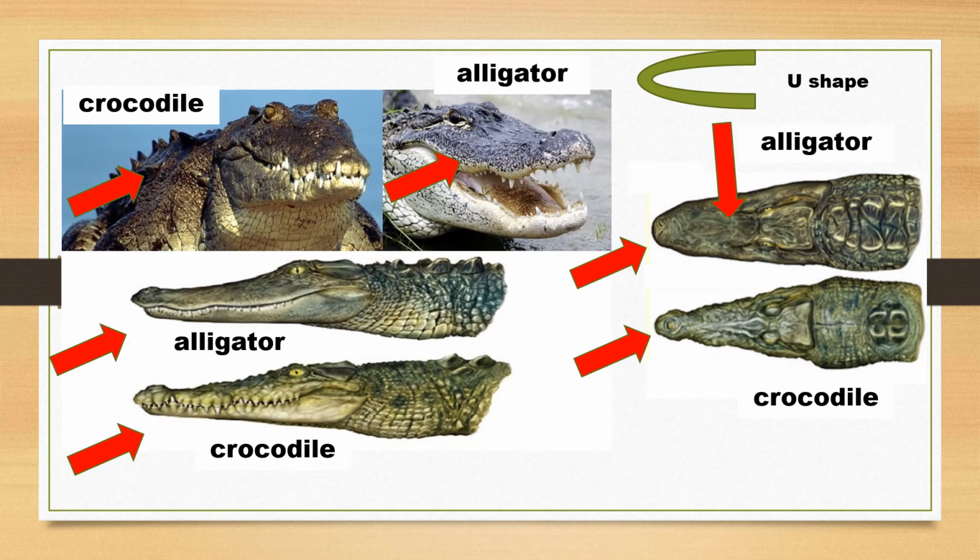And then what about for the crocodile? It is somewhat similar to a V shape. So crocodile is a V shape. So that is how you are going to differentiate crocodile from alligator.